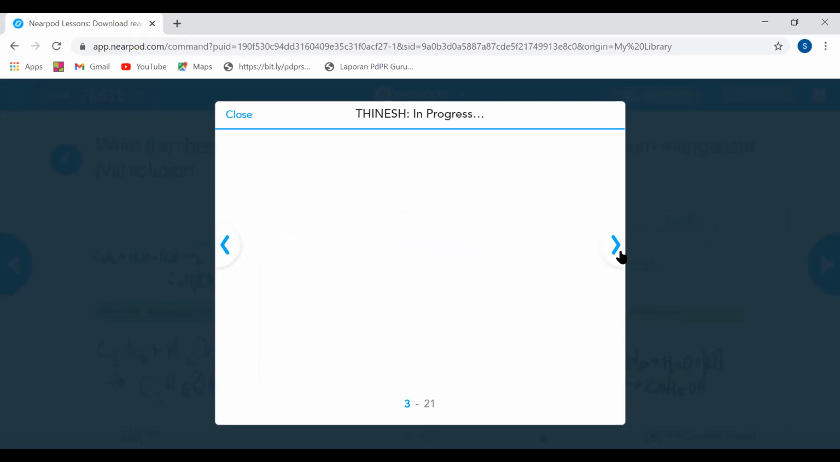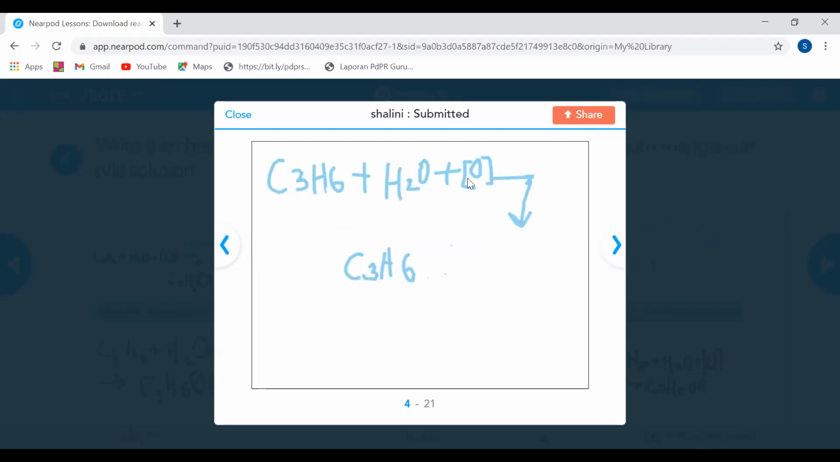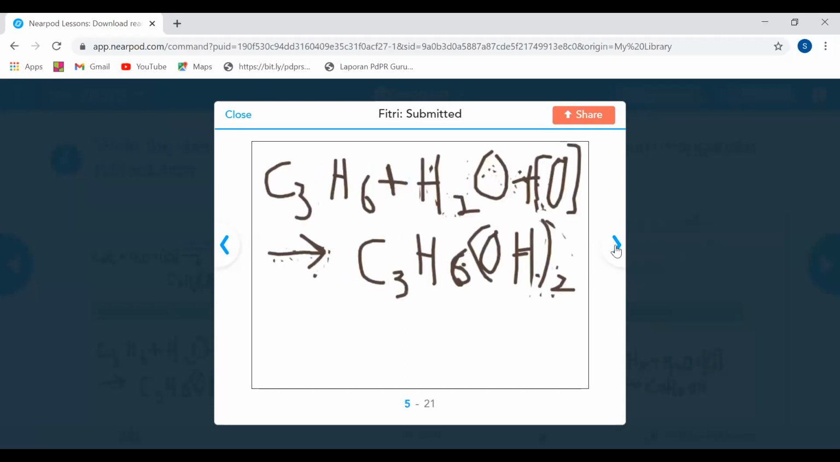Okay, correct. Tinesh, where's your answer? Why still in progress? I submitted already. Okay, so correct. C3H6 bracket OH bracket 2. All right, the arrow and all here are correct. Again, very good. H2O, O. Shalini, what happened? I was stuck, sir. Okay, no problem. Shalini, you can edit now. You put a bracket, OH, close bracket, 2. Okay, so that's the answer. Fitri also correct.